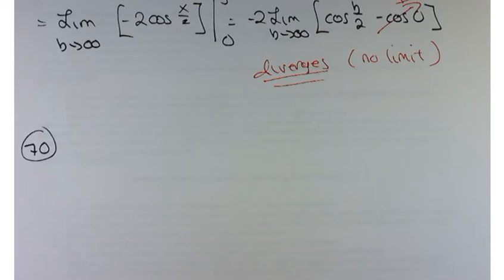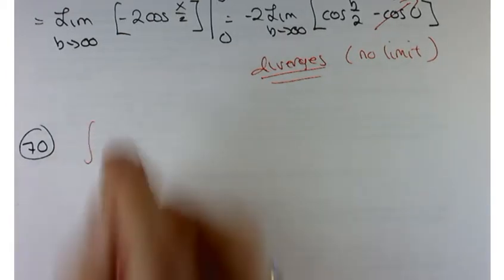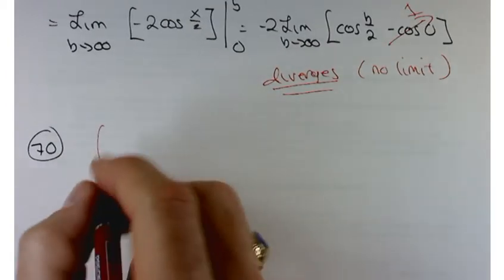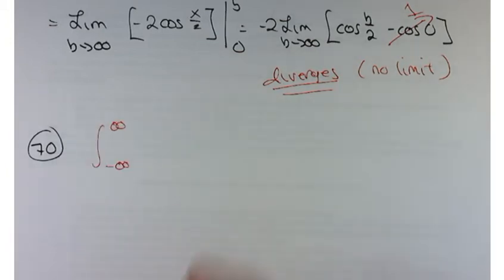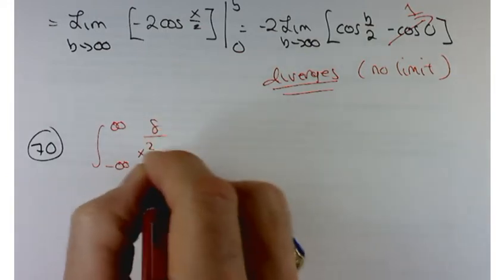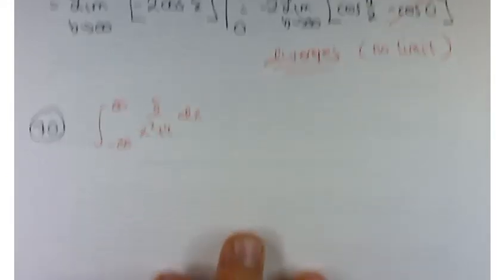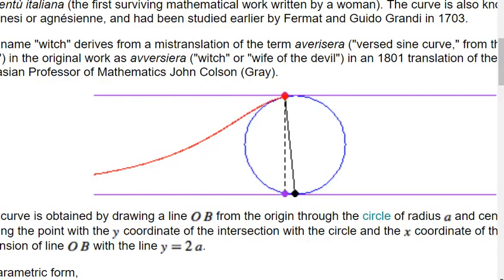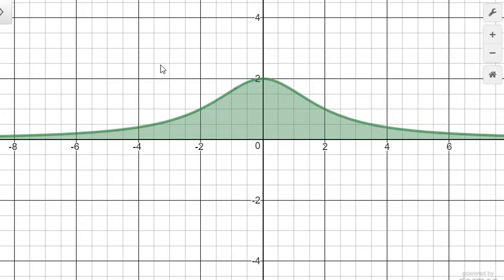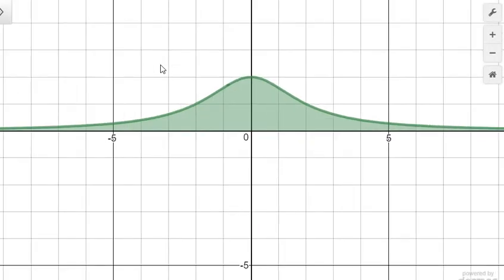Let's go back and actually look at the problem. It's going to be the integral from -infinity to infinity of 8 over x squared plus 4 dx. So wow, this is everything, right? -infinity to infinity. But let's take a look at our actual graph here. Is there something we can do to maybe make our life a little bit easier?